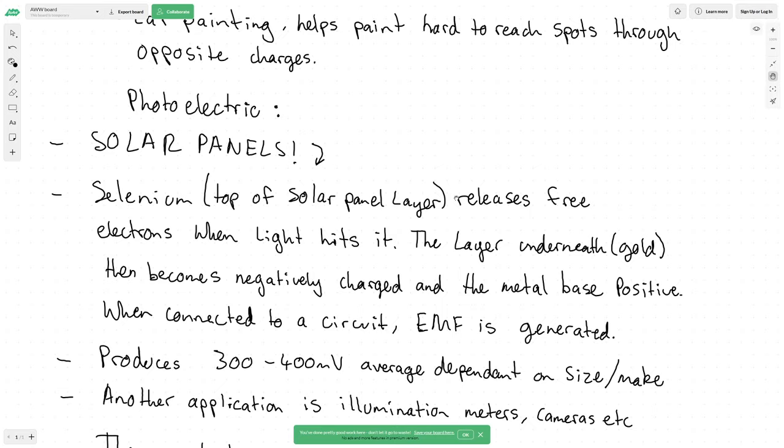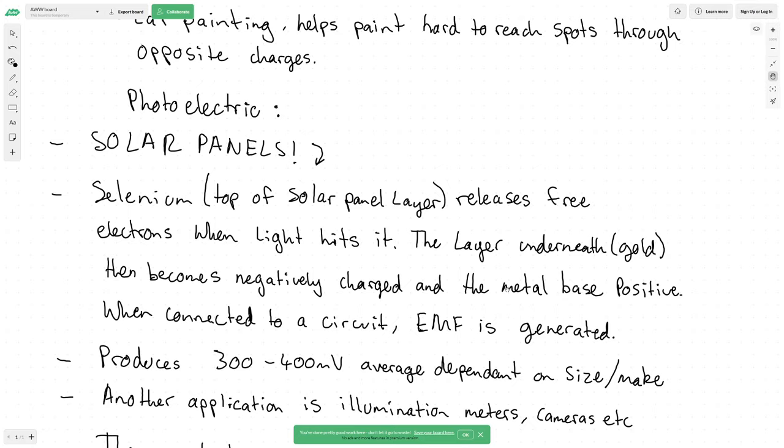Selenium releases free electrons when light hits it. So, it's sunny, the light hits it, and this releases free electrons. What that does is it makes the layer underneath it, which is a thin bit of gold, become negatively charged. And then beneath that is another layer of just a metal base that becomes positively charged. So when you connect it up to a circuit, that's how we get EMF generation.